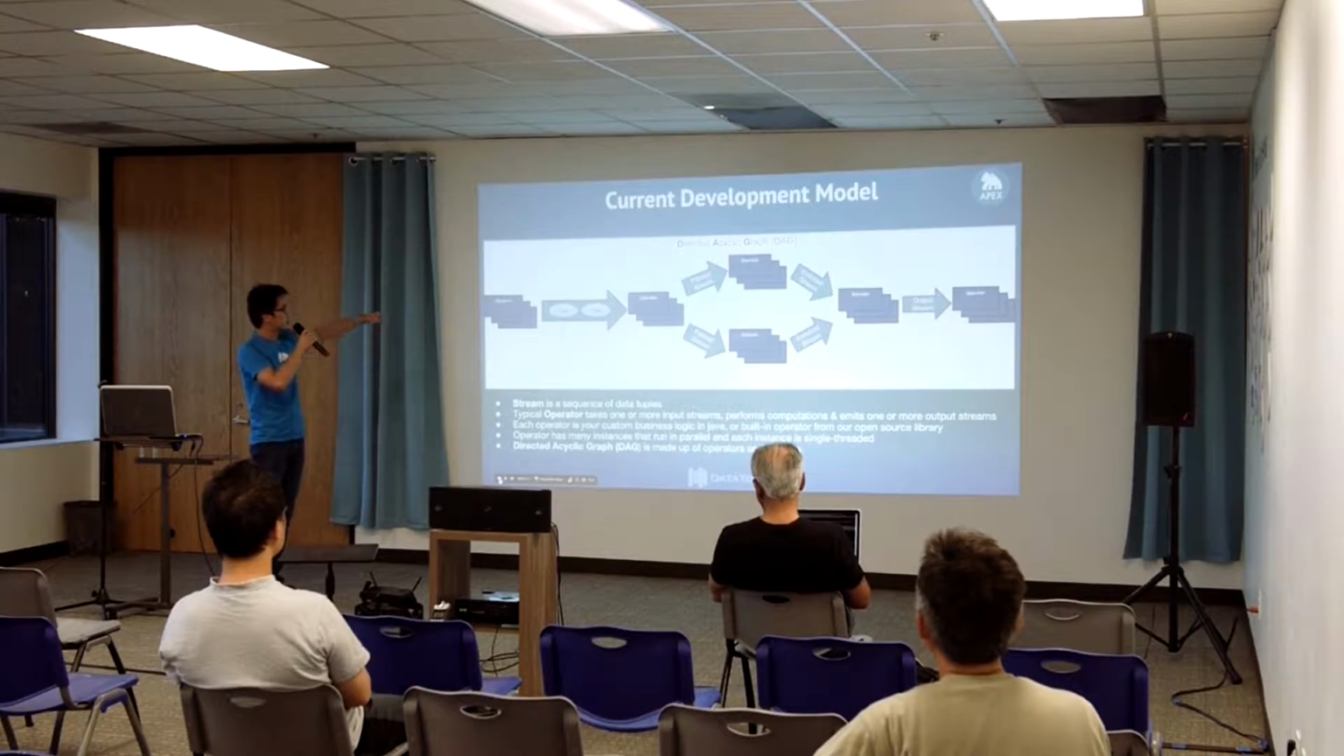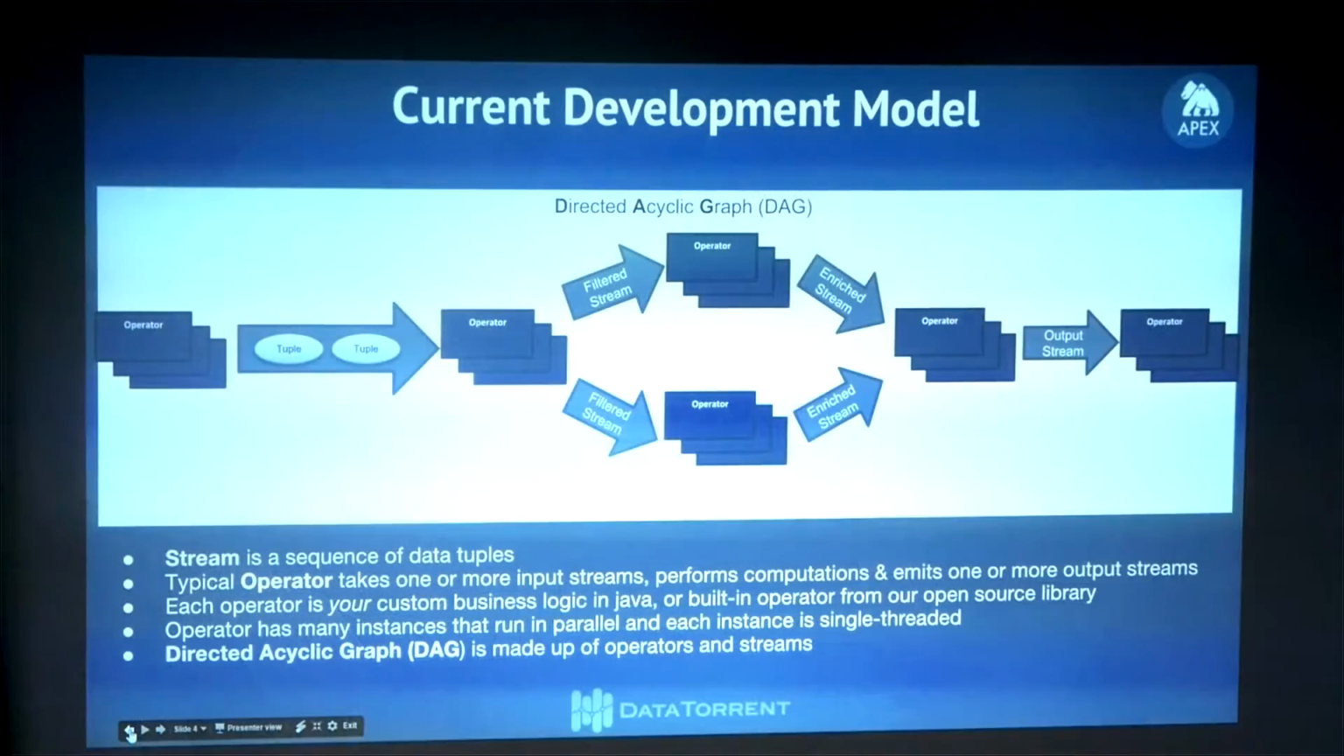First we add the operators into the DAG, and then we connect the output port of an operator to the input port of the next operator. The connection between operators is called a stream in Apex, and the data, which we call tuples, flies over the stream, and the stream is the edge of the DAG.